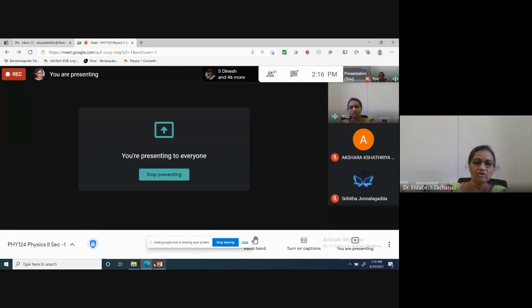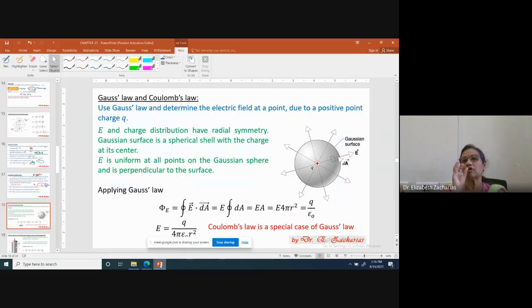Same logic you apply here. Coulomb's law is simply a special case of Gauss law. Gauss law is something more general. So in 2 minutes, I will show you that Gauss law and Coulomb's law will compare, and we will arrive at Coulomb's law from Gauss law. So use Gauss law and determine the electric field at a point. So what is Coulomb's law? Anyone? Coulomb's law is Coulomb's law.